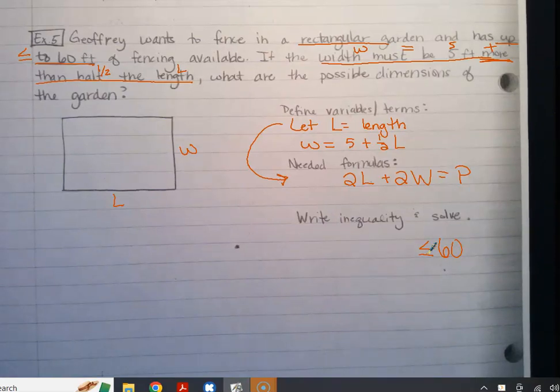So L is just our length, so we can keep that. And then I'm taking this formula up here. So 2L, we're keeping that, plus 2W. Well, what did we say our W was? 5 plus 1/2 of L. So we're going to put this in for that. So we're going to say times the quantity 5 plus 1/2 L.